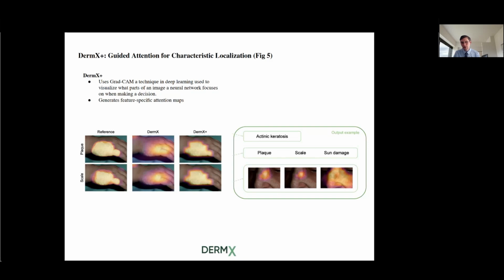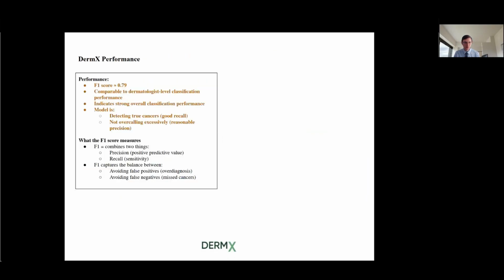And you can see how this might be clinically helpful for a physician who's using this tool to understand, okay, this is the specific characteristic that the model is seeing, and that is what's driving the diagnosis.